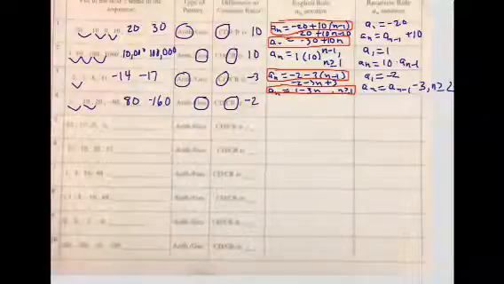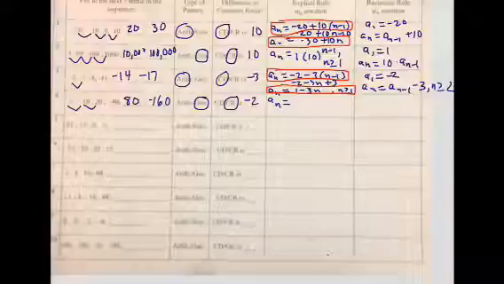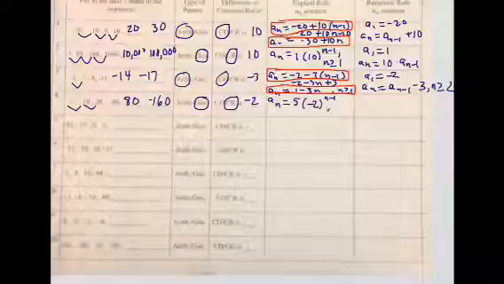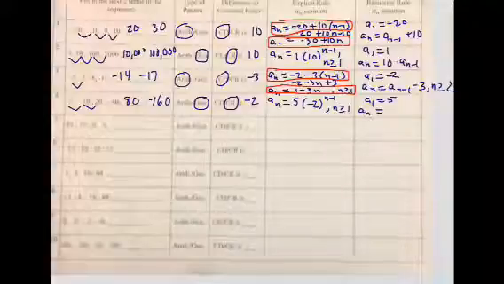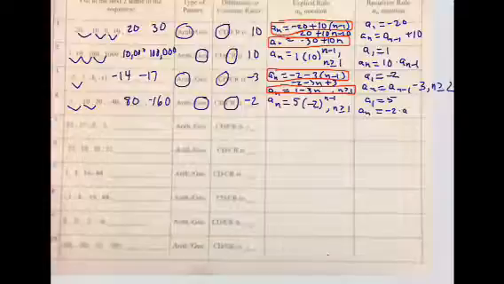So in this box here, I'm going to put a sub n equals the first number times the ratio to the n minus 1, and n is greater than or equal to 1. And then for the recursive, I'm going to put a sub 1 equals 5, and then a sub n equals the ratio, which is negative 2, times the previous number for all n greater than or equal to 2.